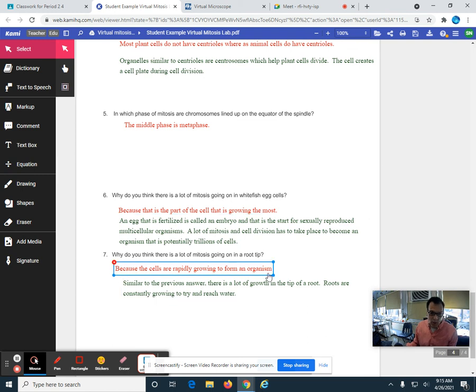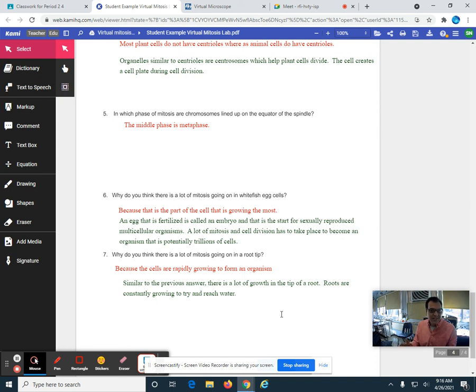Why is there a lot in the root tip? It's not really growing to form an organism. A root tip is just a specialized part of a plant, the root, and the root tip is where the end of the root is. And roots are constantly growing to find water, either out or downward, and because plants need water, it's so important for photosynthesis, and so that's why there's a lot of growth there.